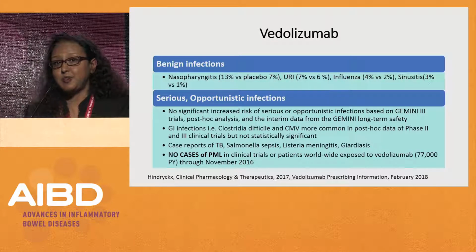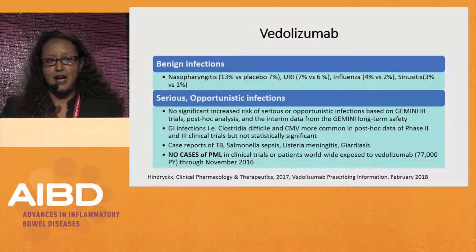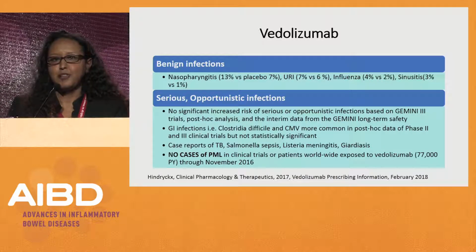How about vedolizumab? So this is a gut-selective alpha-integrin antibody. Again, with this class, there's a slight increased risk of nasopharyngitis, with a slight trend of more upper respiratory type infections, influenza, and sinusitis as well.